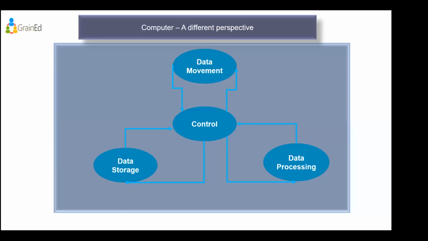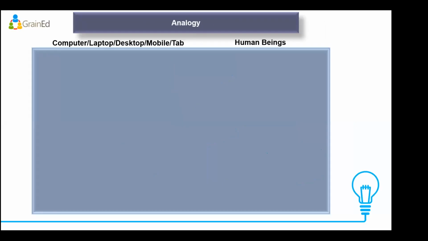We went through the computer analogy. We said, okay, there is a new definition: data, movement, control, processing data, storage, and all that. It's a new definition, a different perspective on how we explain what a computer is these days.